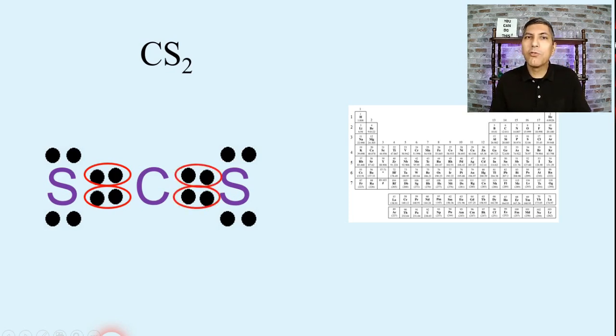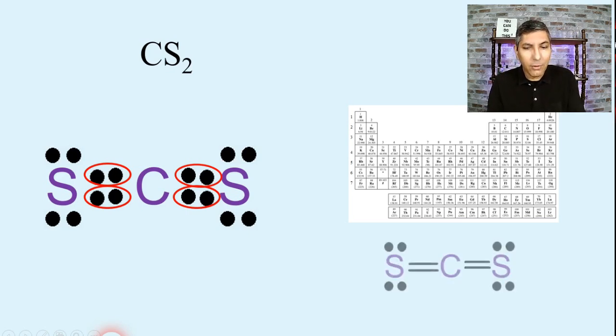So that means that when we draw our finished Lewis electron-dot diagram, we're going to need to have 2 lines in each of those positions. And so our finished diagram is going to look like this. And those double lines represent double bonds.